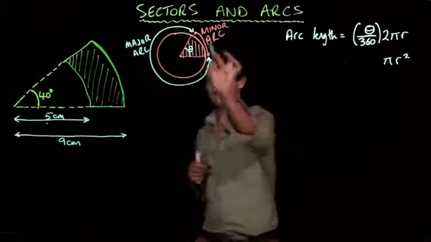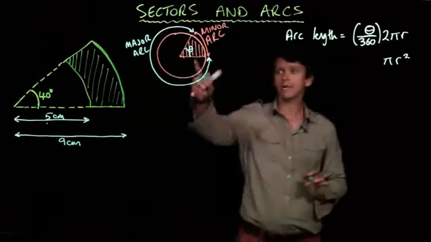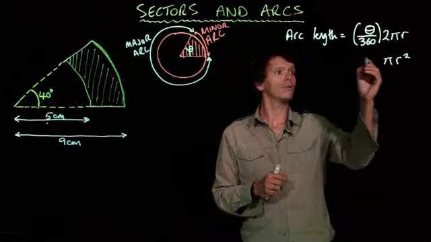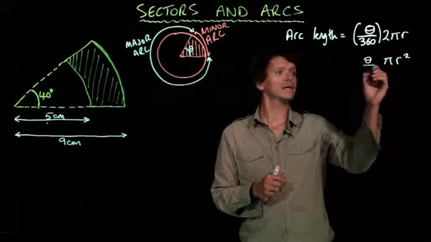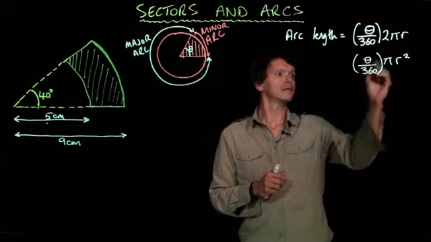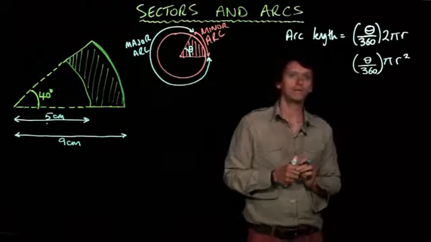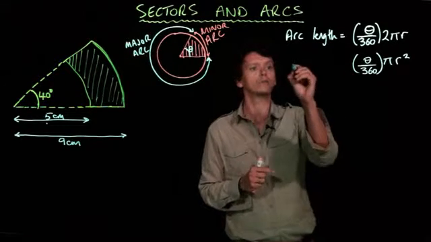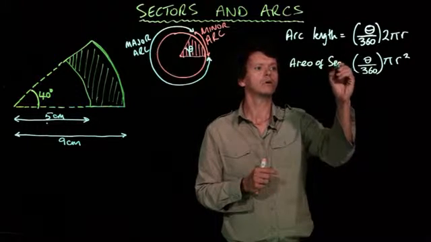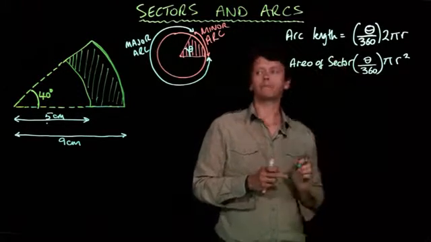Pi r squared would give you the area of the whole circle. It's just the same thing, I just want a fraction of it. I don't want the whole thing. And again, depending on how big my angle is, I want theta over 360 times pi r squared. And that one gives you the area of the sector.